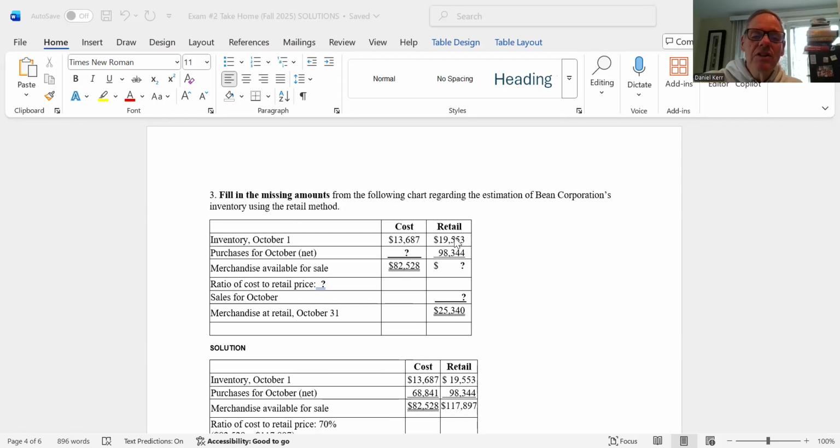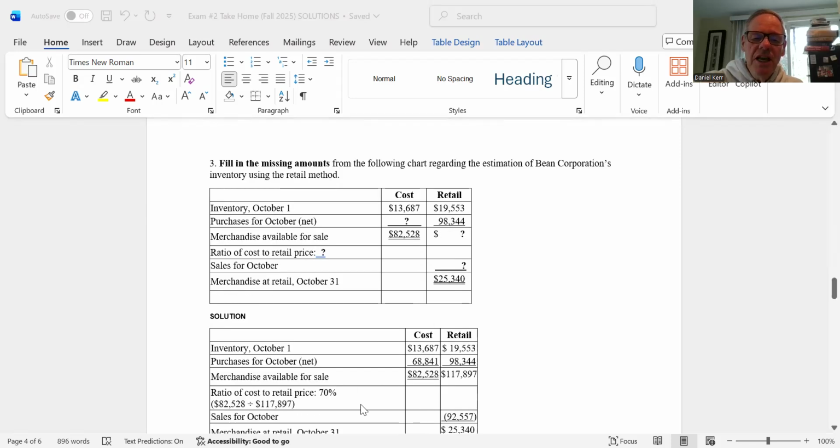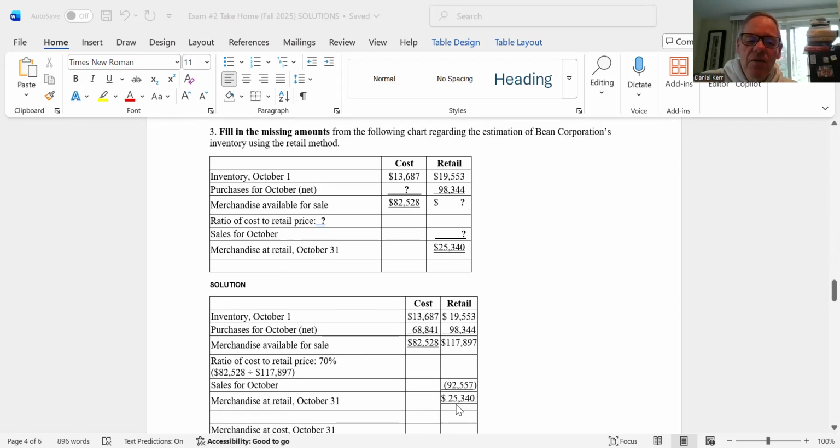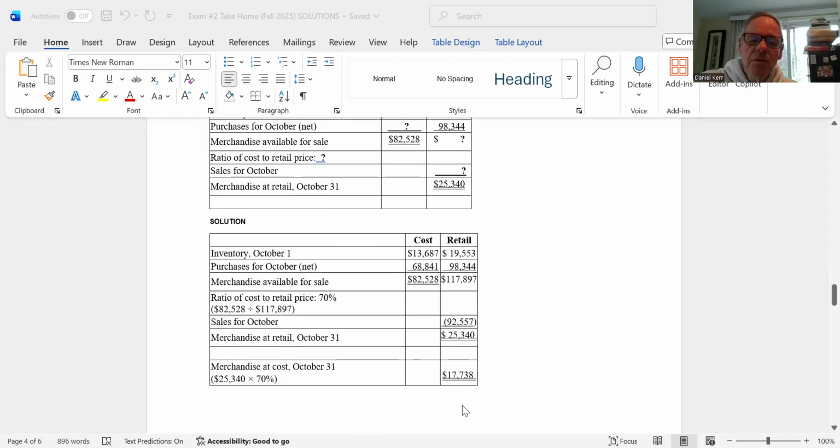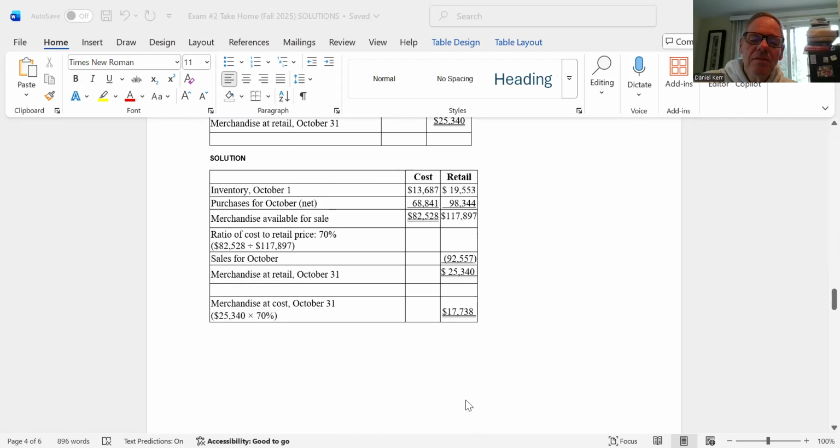Okay, if this was at retail, and you know what the beginning inventory was and what the purchases were, then you could figure out the total merchandise available at retail. So what you're doing here is getting the relationship of cost to retail for the total merchandise available, and that is 70%. If you take the inventory at retail and subtract out the sales for October, that gives you the value of the inventory at its retail price. Multiply that by the cost ratio, which is 70%, and you get 17,738.